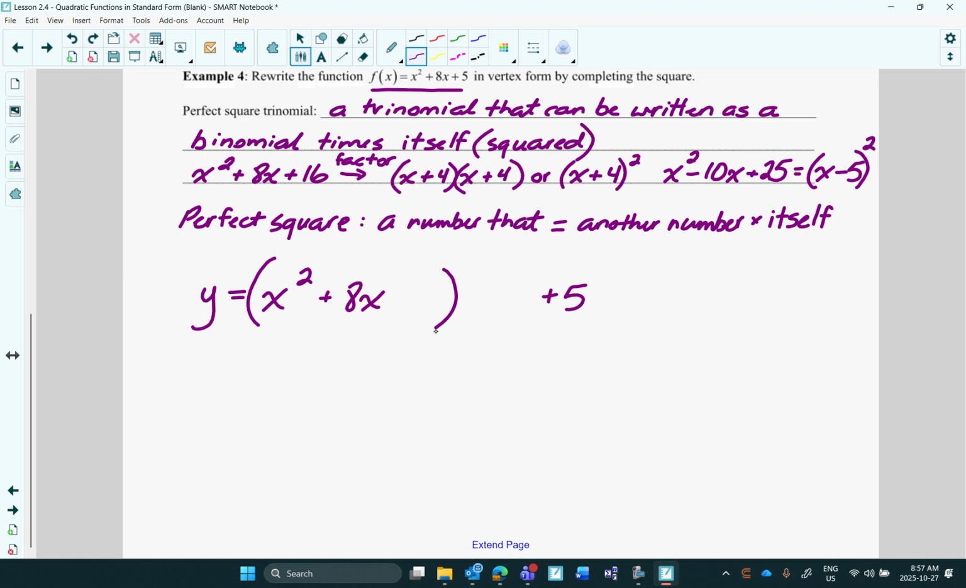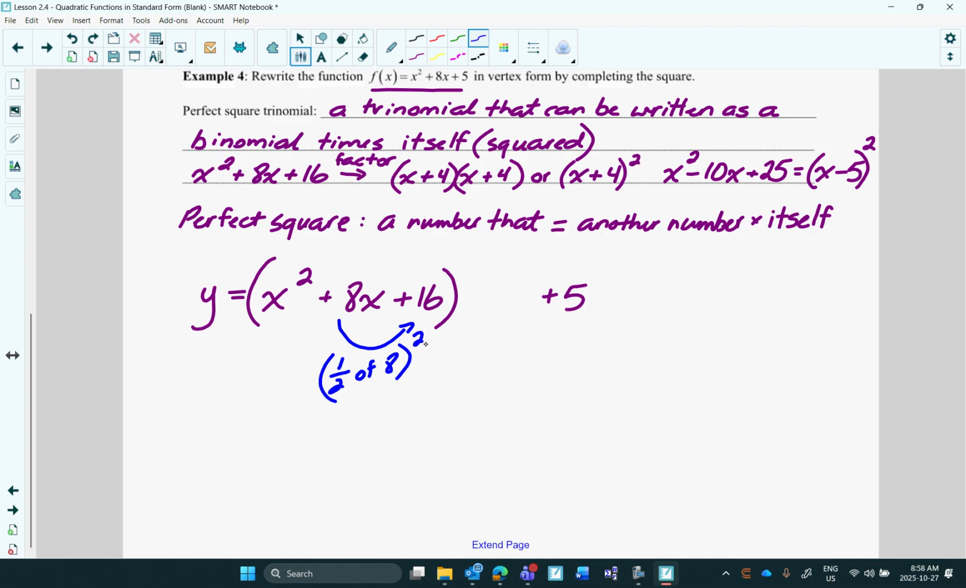16. Because remember, half of this is 4, but then 4 squared is 16, right? This is half of this. This is this squared. So how do I find the number that makes it a perfect square? I take half of 8 squared. Half of the x term squared.